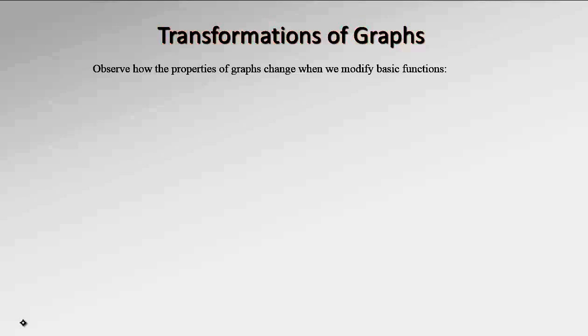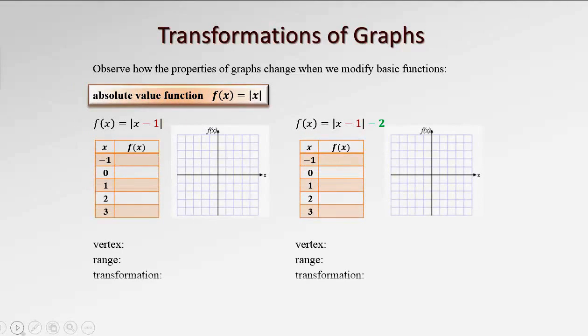In this lesson, we'll look at transformations of graphs. We're going to observe how properties of graphs of basic functions that we know change when we modify those functions. And the first function will be absolute value. I'm sure you can recall the basic shape of the absolute value function. It looks like a V shape. Let's graph it. So that's the basic absolute value of x function, like this.